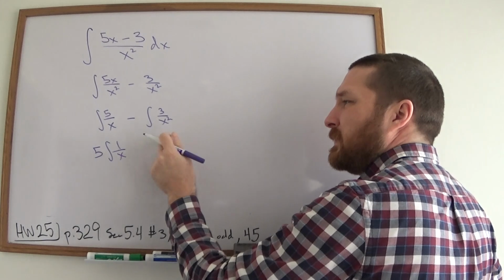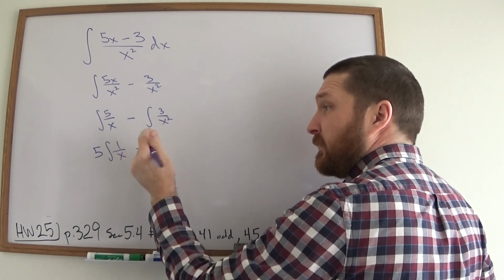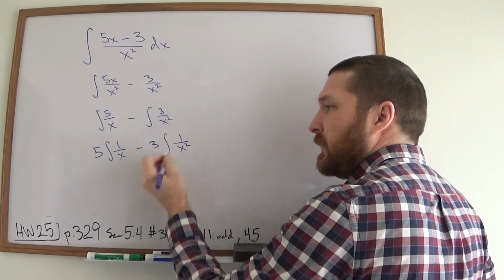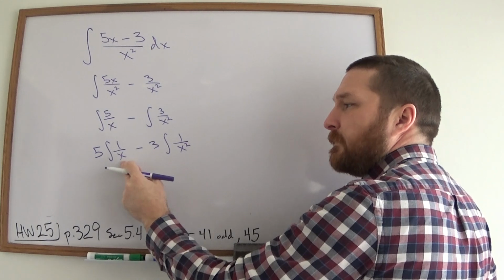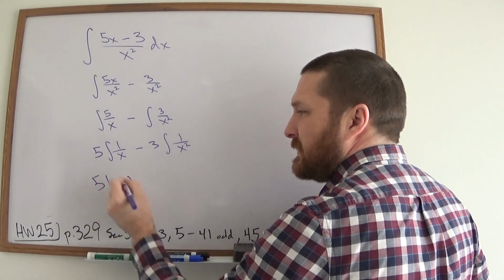And then what about this one? 3 times the integral of 1 over x, and don't forget the minus 3 times 1 over x squared. Now that one is 5 natural log. That's natural log, so let's just go ahead and get rid of him because he's easy to deal with.